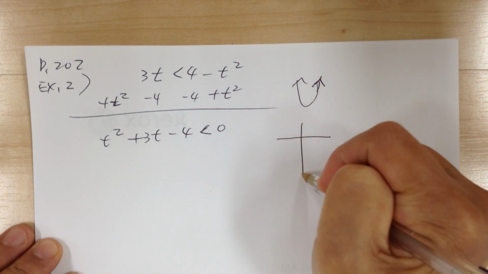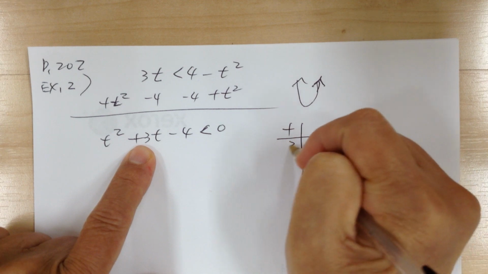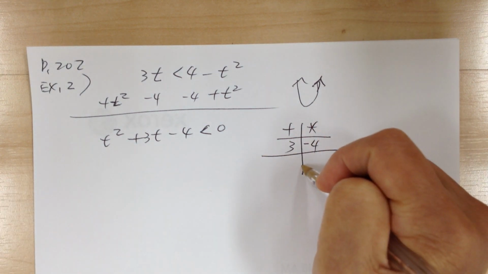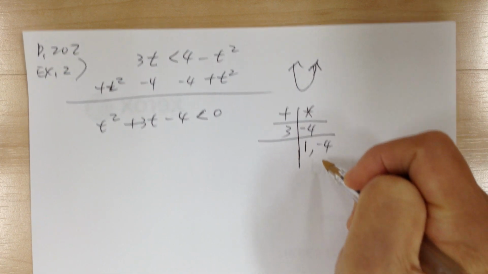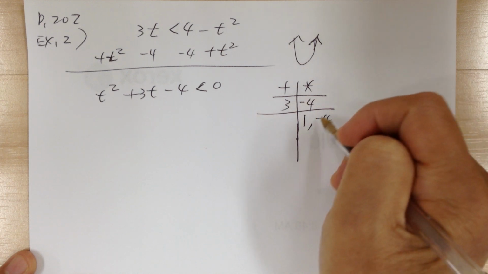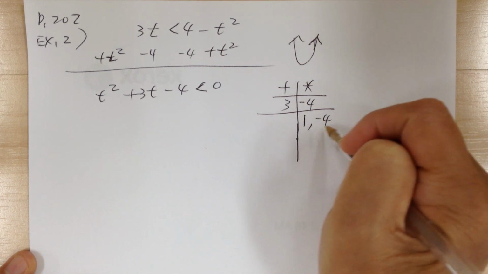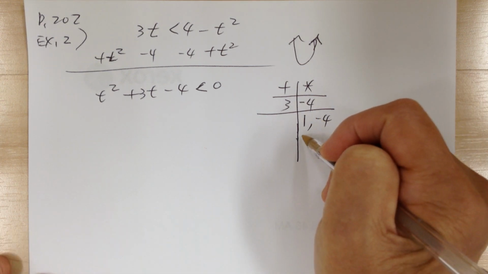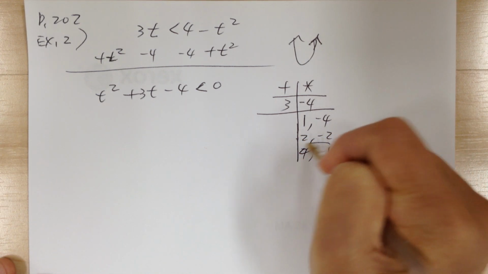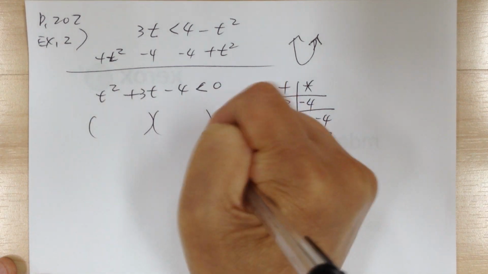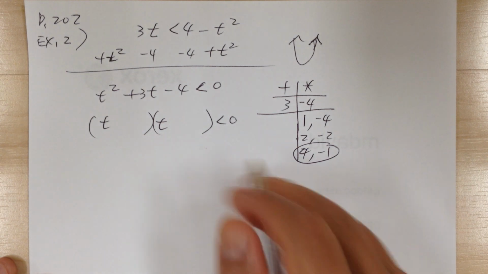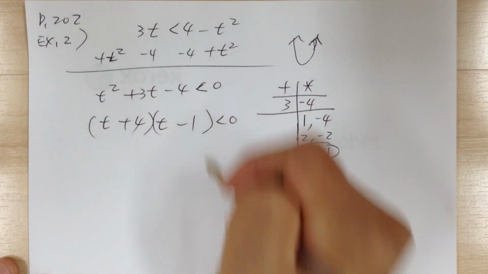Okay, so let's go and do the factoring. You need to add to get the 3, and you need to multiply to get the -4. So start with 1 comma -4. Now over here you're going to get -3, so you just switch that. So you don't have to go to -2, or if you want to, that's fine. So 2, -2, 4, -1. So break down the t squared into t times t, and then you get plus 4 minus 1.